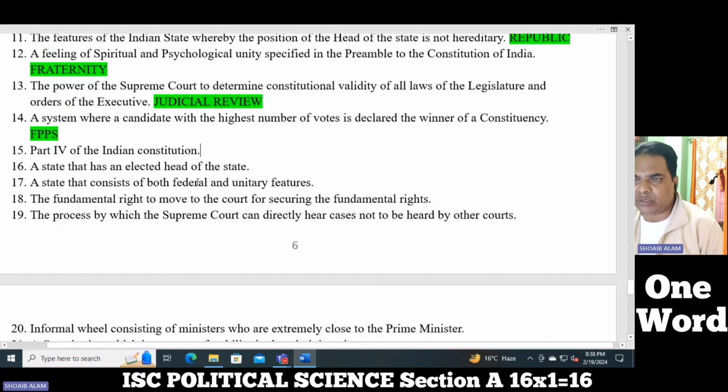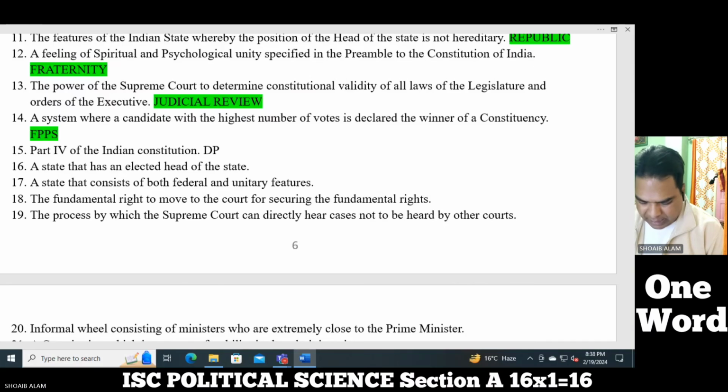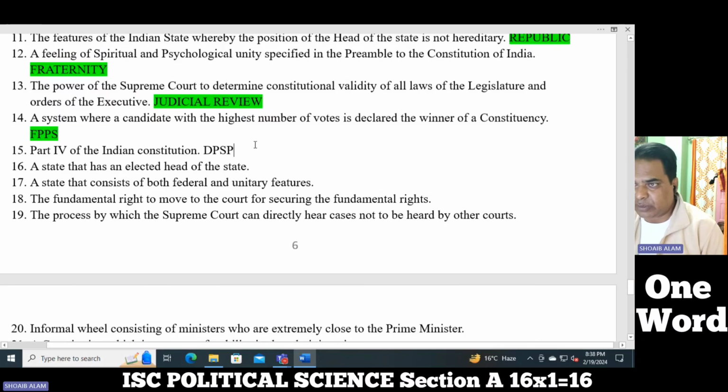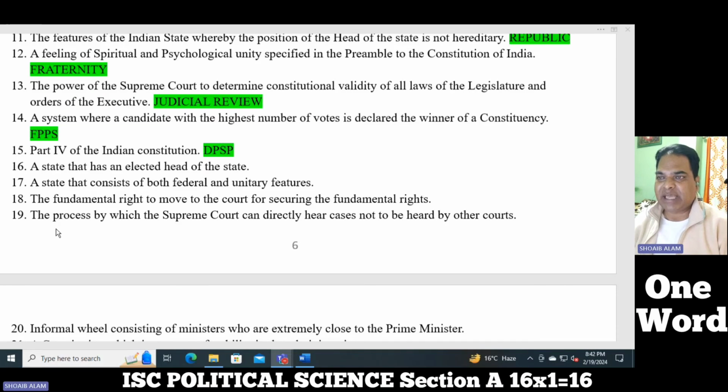Part 4 of the Indian Constitution, number 15. What is the question? Oh, sorry. Part 4 of the Indian Constitution is DPSP, Directive Principles of State Policy. Number 16, the state that has an elected head of the state. Okay, the state that has an elected head of the state. So, president. Sorry, again, it's a republic. So, we'll just freeze this one.